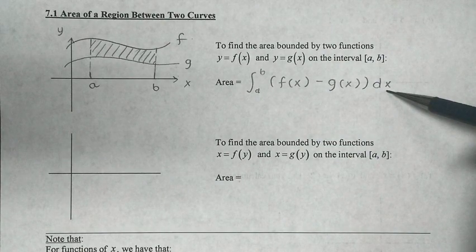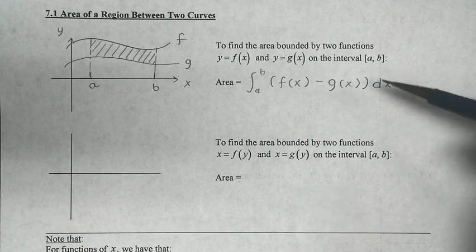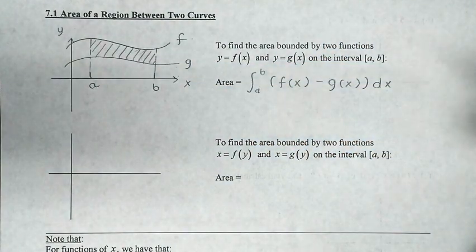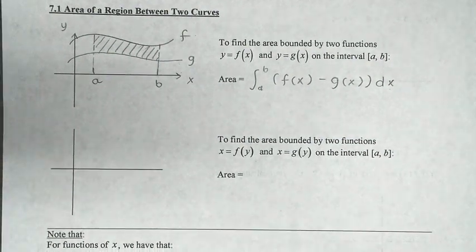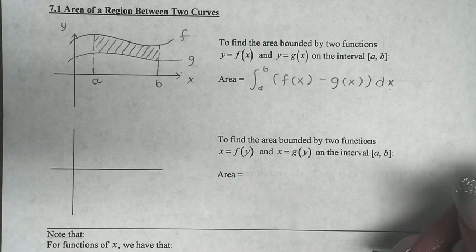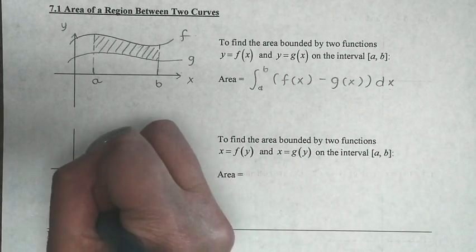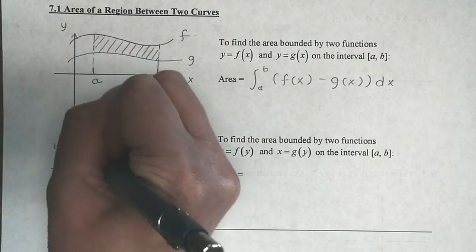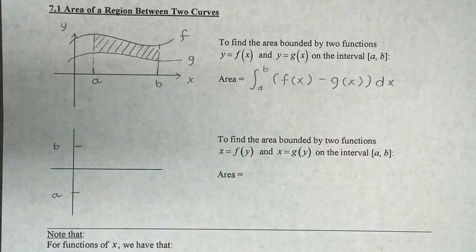Now, you're going to ask me, how about if our situation is not like this and we have something different? Well, to find the area bounded by two functions, whenever you have that x is equal to f of y and x is equal to g, that depends on y over the interval ab, what's going to be this area? Well, let's say that you have here is a, and let's say that you have here b.